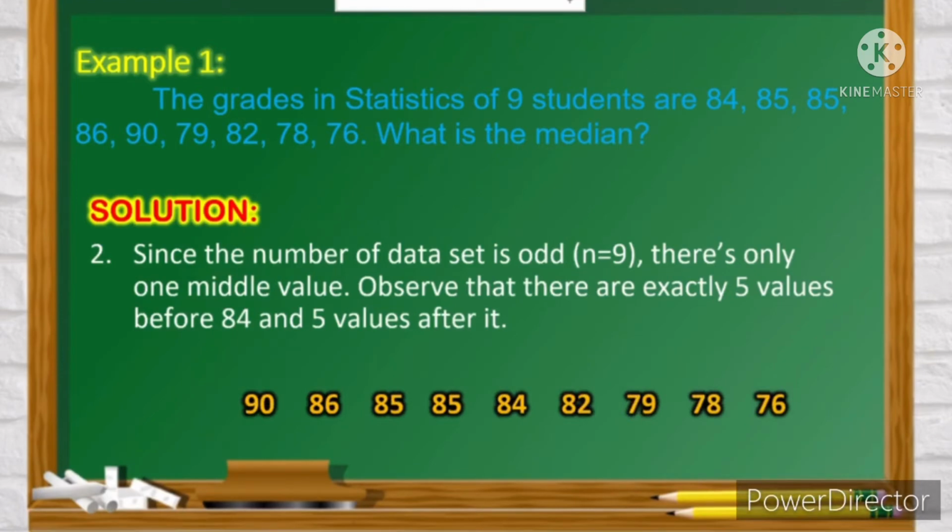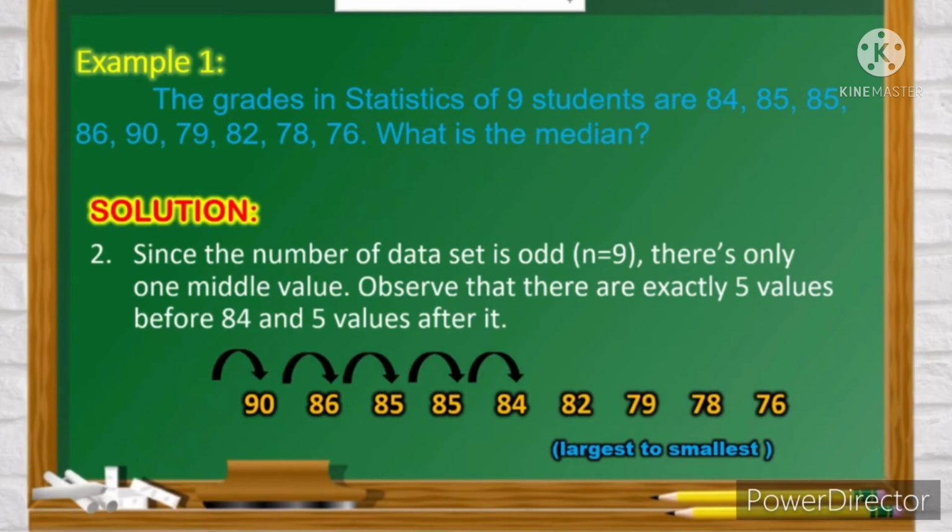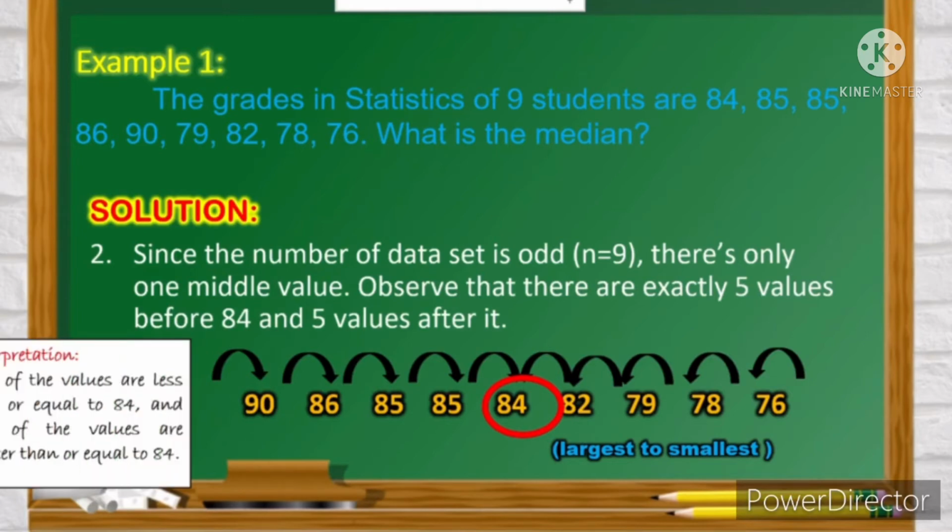On the other hand, let's arrange this data from largest to smallest. We will get 90, 86, 85, 85, 84, 82, 79, 78, and 76. We can also observe that there are exactly 5 values before 84, which is 1, 2, 3, 4, 5, and 5 values after it. 1, 2, 3, 4, 5. So 84 is our median. Therefore, we can say that half of the values are less than or equal to 84, and half of the values are greater than or equal to 84.